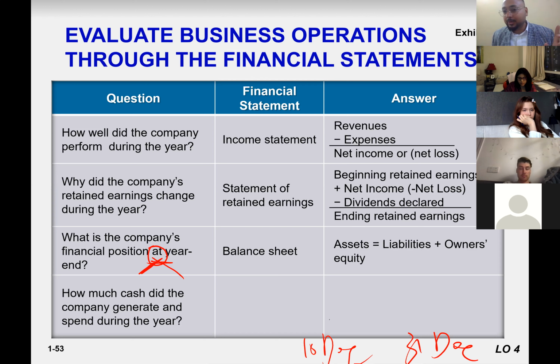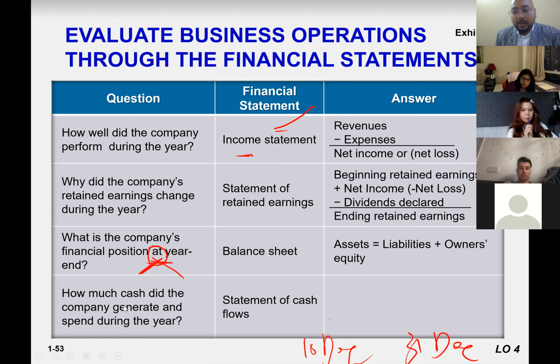During the year, the performance is going to be checked through the income statement: how well the company performed, what the expenses are, what the net income is, how much the company distributed to the owners as dividend, how much interest the company paid, how much salary the company paid during the year. Good. So that was just a tricky point here.